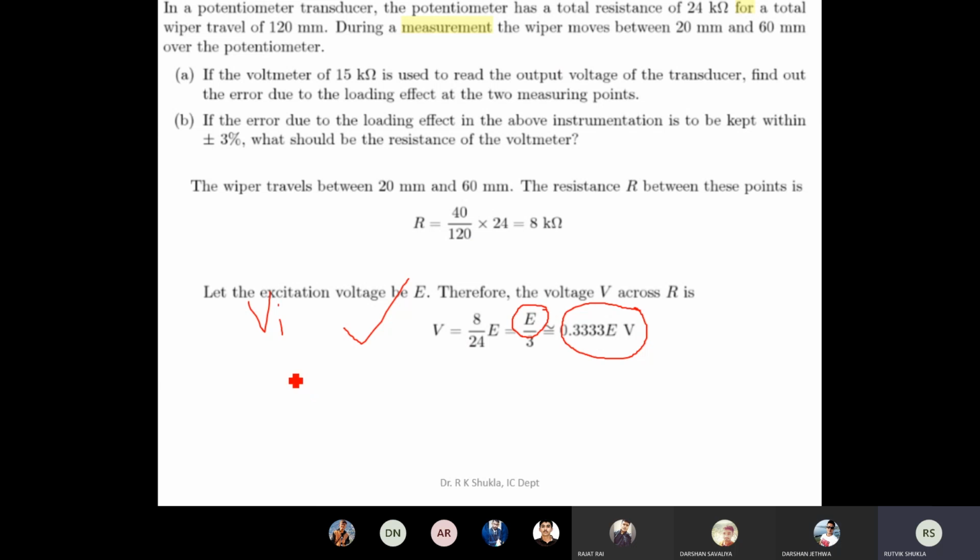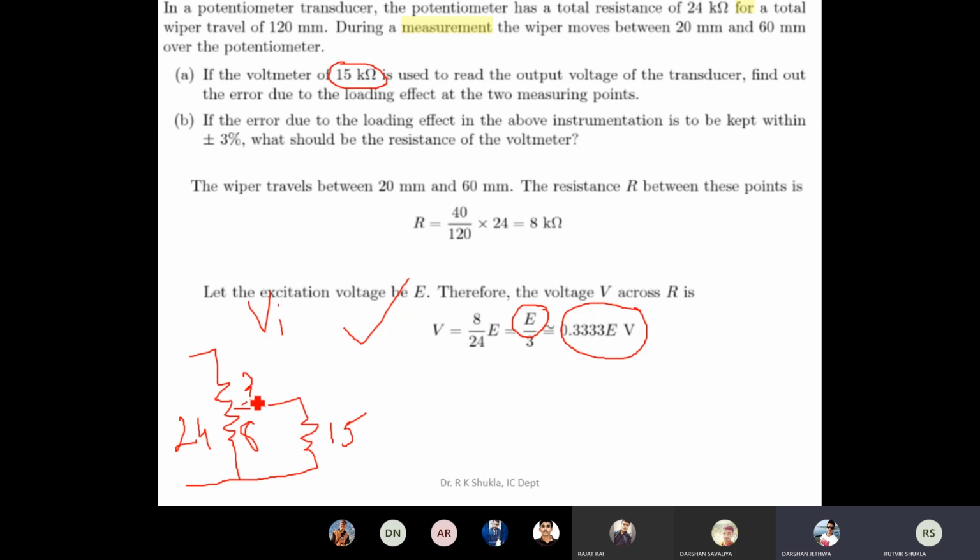Now the second finding is, whenever you put a voltmeter which has an internal resistance of 15 kilo ohm, the resistance will not remain just this much. This was the resistance, and now another resistance is added in parallel. What is the value of this resistance? 15 kilo ohm. This resistance is 8 kilo ohm. Total resistance is 24 kilo ohm.